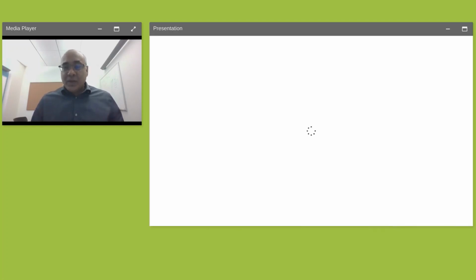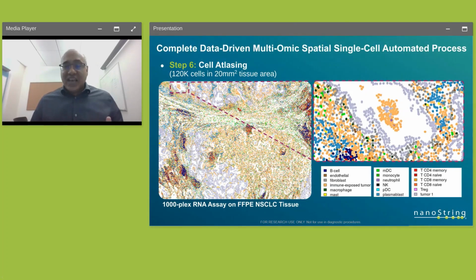For example, you can use our cell typing and mapping algorithm and define a cell atlas of the whole tissue section, as shown here with a non-small cell lung cancer FFPE sample. So CosMx analyzed around 120,000 cells in a 20 millimeter square tissue area and detected around 18 different cell types, including 4 subtypes of T cells.